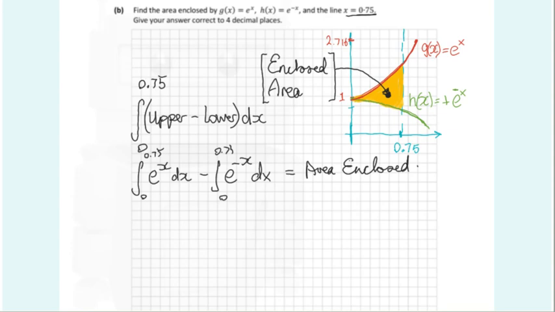Also, it's worth noting that the integral is the area between the graph and the x-axis. Okay, so let's put all this together. We can simplify by putting the combination together into one overall: the integral of e to x minus e to the minus x dx.